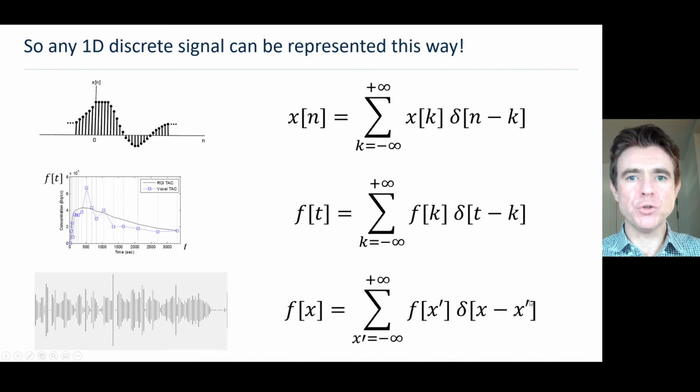Notice again, we shouldn't get hung up about different notations here. Here I'm using x as the function value, but here it's the independent variable there. And then, for example, I've got f as the function value here and t as the independent variable. It should be obvious from the context of the equation what the independent variable is and what the function value is.